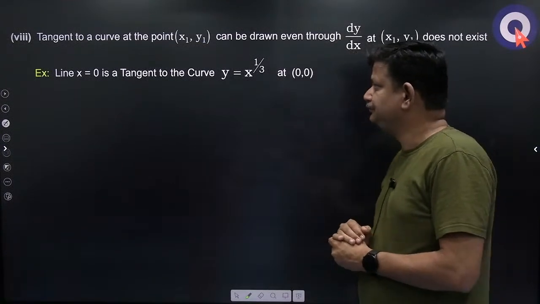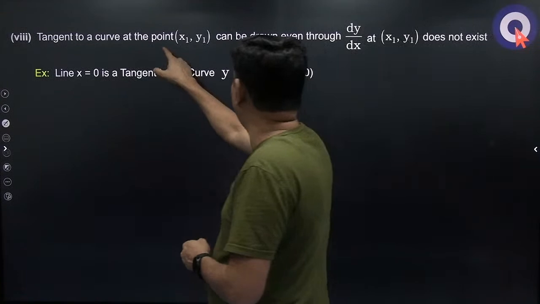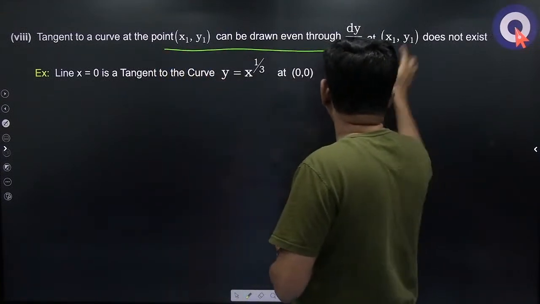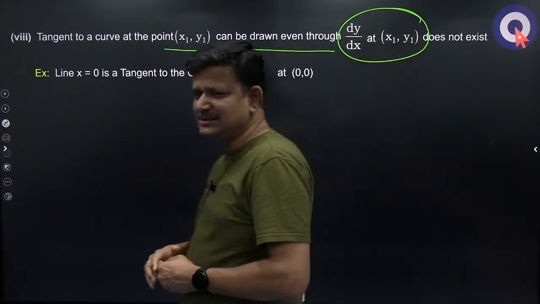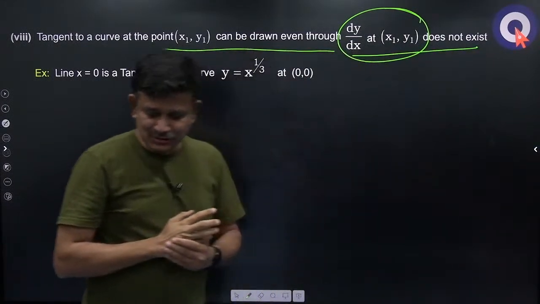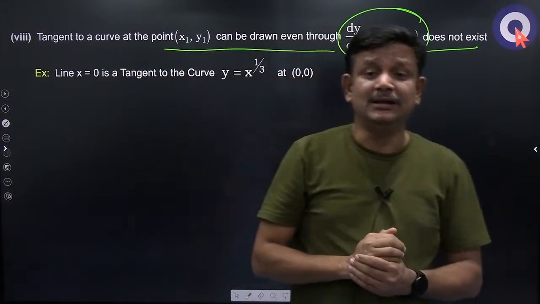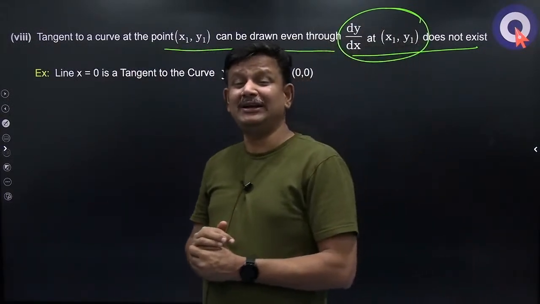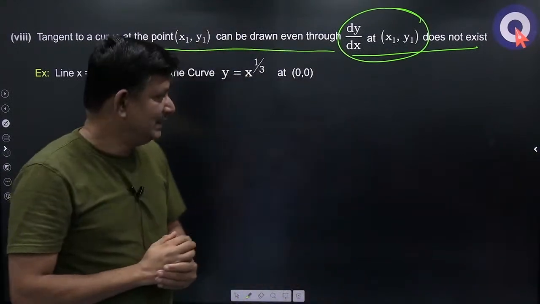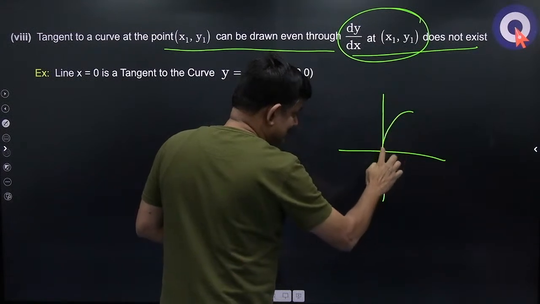Next point: a tangent to a curve at the point (x1, y1) can be drawn even though dy/dx does not exist. Some people think that if dy/dx does not exist at any point, then it will not have a tangent. That's not the case. It may still have a vertical tangent.